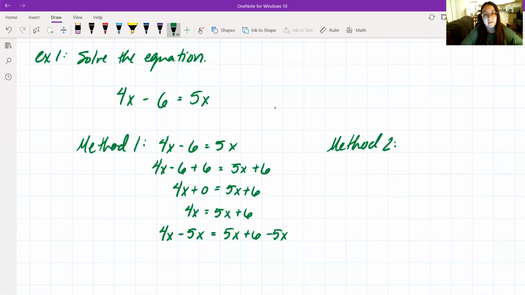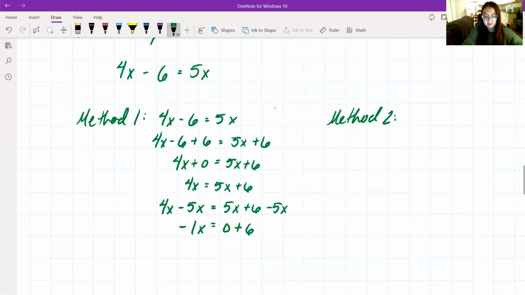And so since we have a 5x minus a 5x, this is just going to become 0 plus 6 on the right-hand side. But then 4x minus 5x is actually going to give us a negative 1x, which is equal to 0 plus 6. And simplifying this expression a little bit further, we get a negative x is equal to 6.